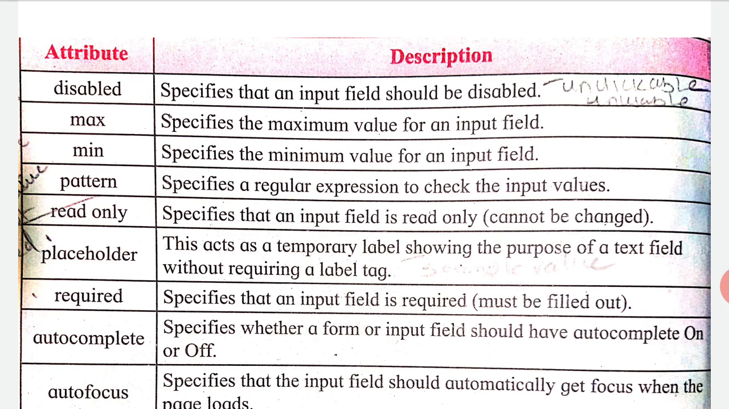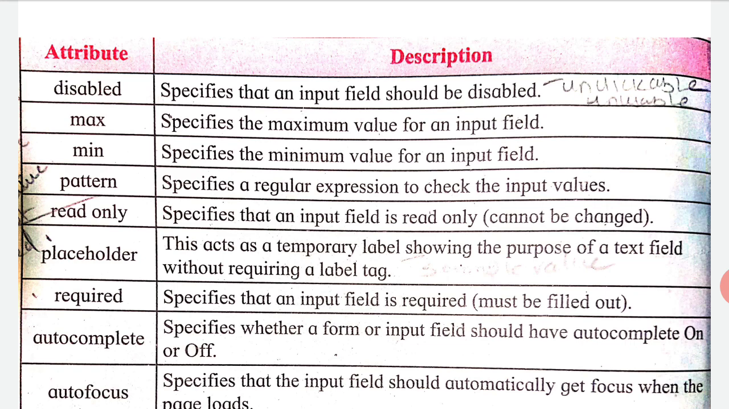Next attribute is readonly. The readonly attribute specifies that the input field is read-only, that is, it cannot be changed or modified. It is used only for reading purposes. Next is the placeholder attribute. Placeholder means a temporary label or a sample value. It acts as a temporary label showing the purpose of the text field without requiring a label tag. It is not necessary, and it is not used as a label tag. It is a temporary label.